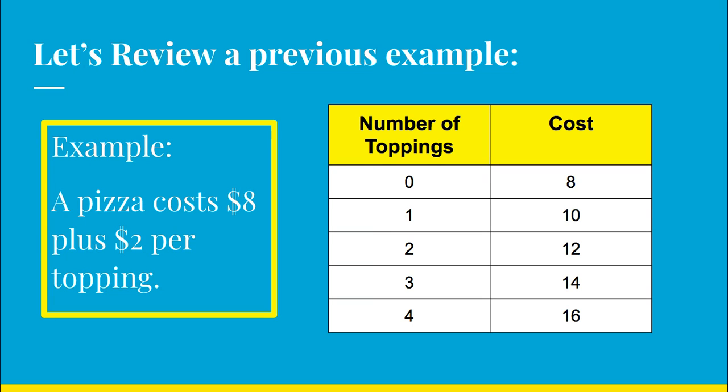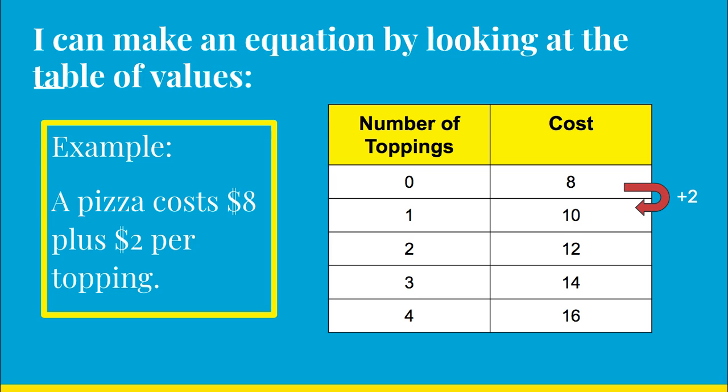Here's my table of values. I start at $8, $10, $12, $14, $16, depending on the number of toppings. So to make the equation, I would need to look at what is that cost going up by each time. And if we look, it's going up by 2 each time. Once I know that it's going up by 2, I take all of my input values, all of my number of toppings, and I times them by that number.